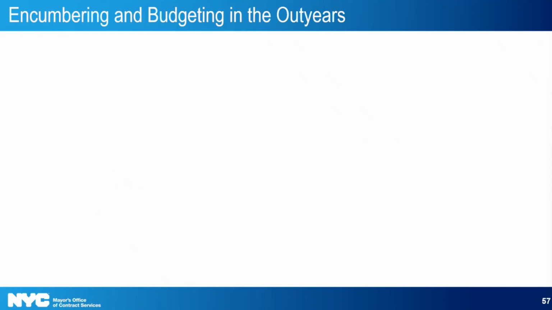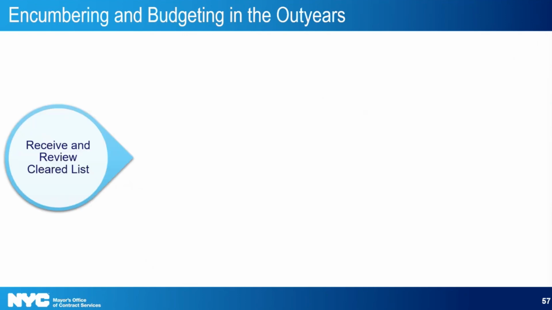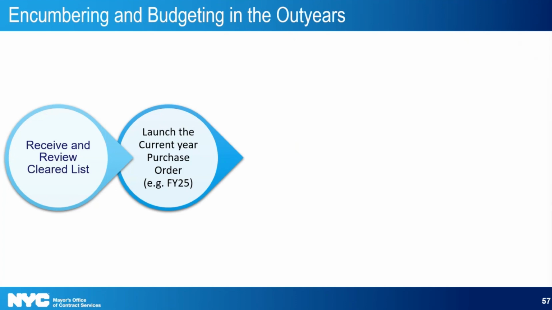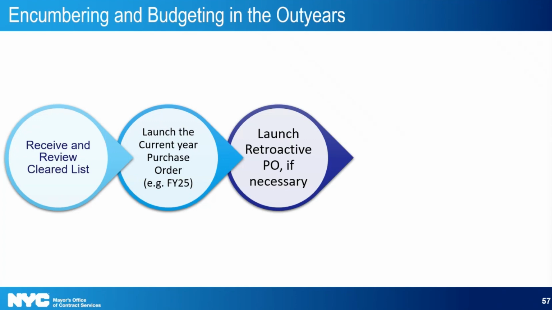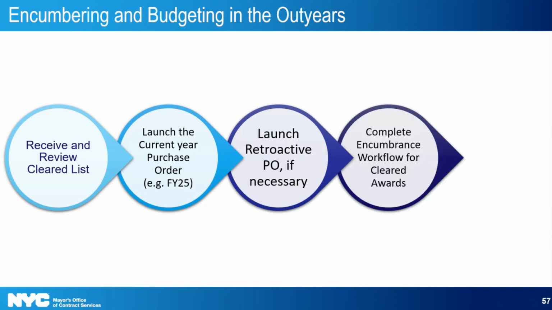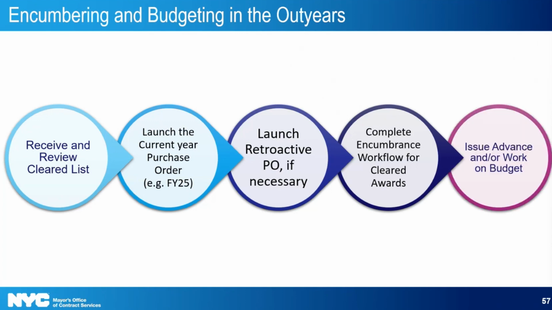Since we are in fiscal year 25, if your agency has a multi-year discretionary with the contract term July 1st, 2023 to June 30th, 2026, then you are now in the second year of the contract. During this time, agencies should receive and review the cleared list, launch the current year purchase order, keeping in mind that agencies will still need to launch an RQC1 and PO for fiscal year 25, launch a retroactive purchase order if necessary, and then complete the encumbrance workflows for cleared awards before issuing advances and/or working on the budget if need be.